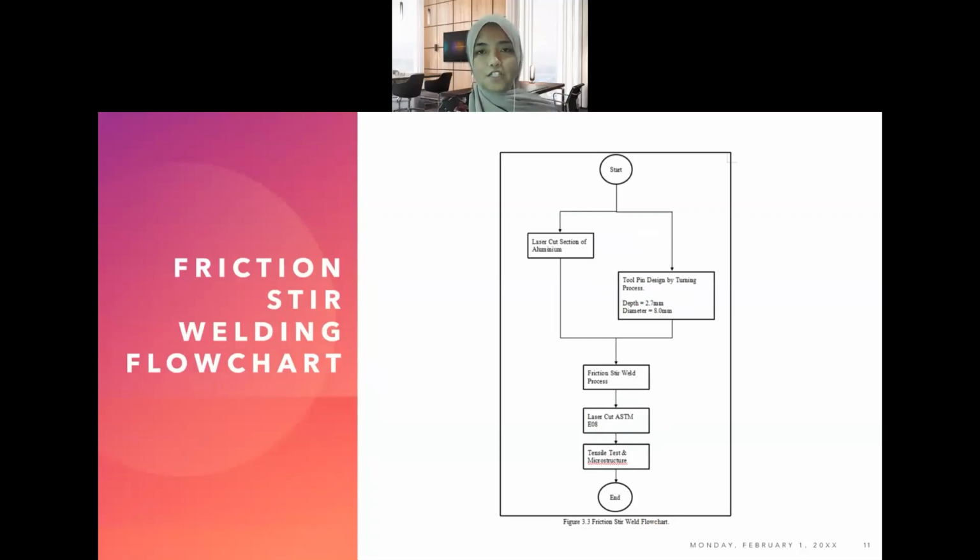For the friction stir welding, first we laser cut sections of aluminum, and secondly make the tool pin using a turning process. The depth is 2.7; you can use between 2.7 and 2.8. Then comes the friction stir welding process, and later we prepare the tensile test and microstructure samples.